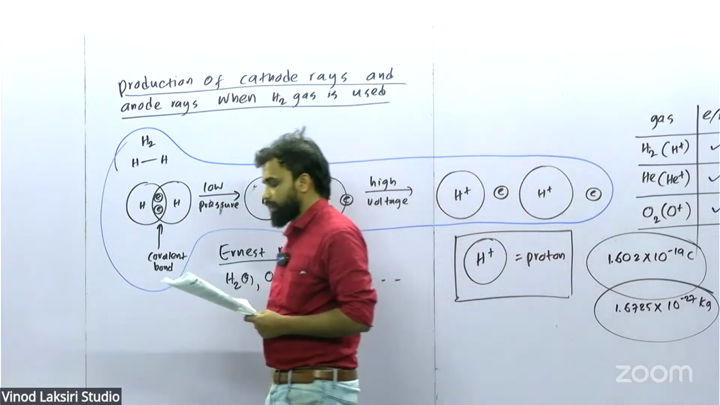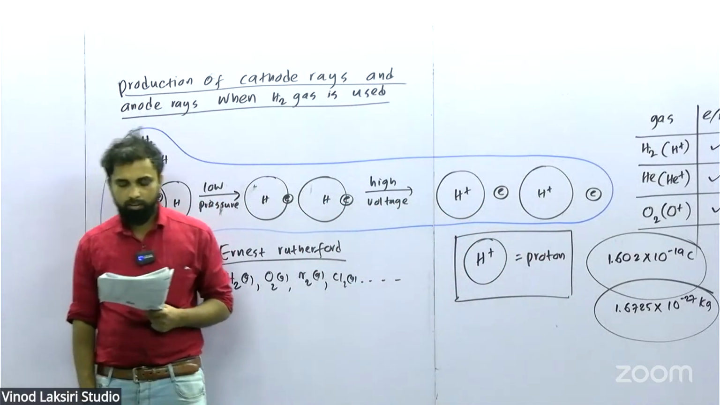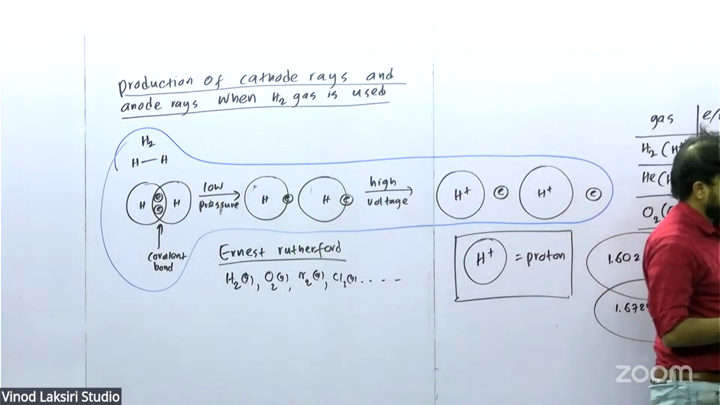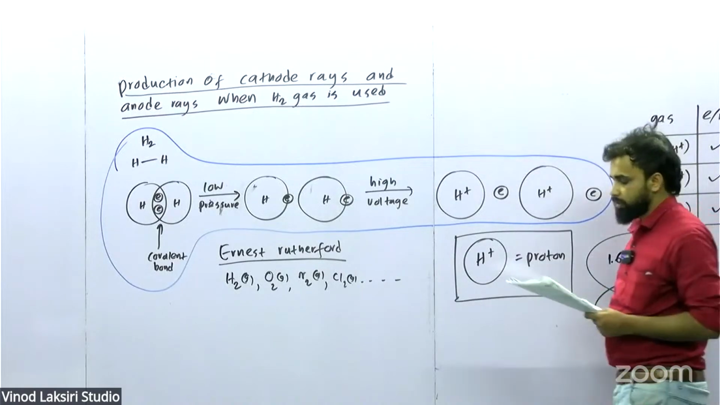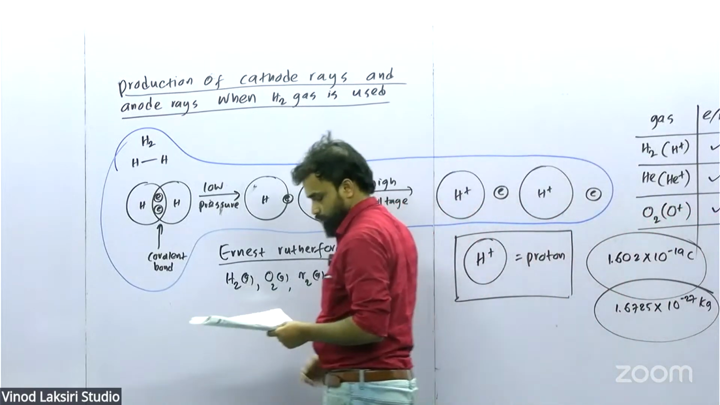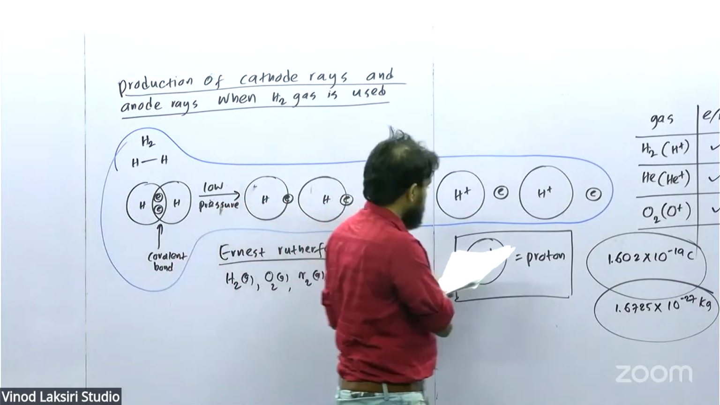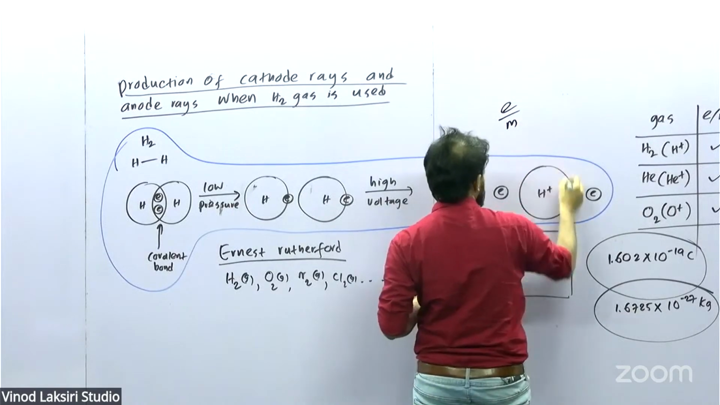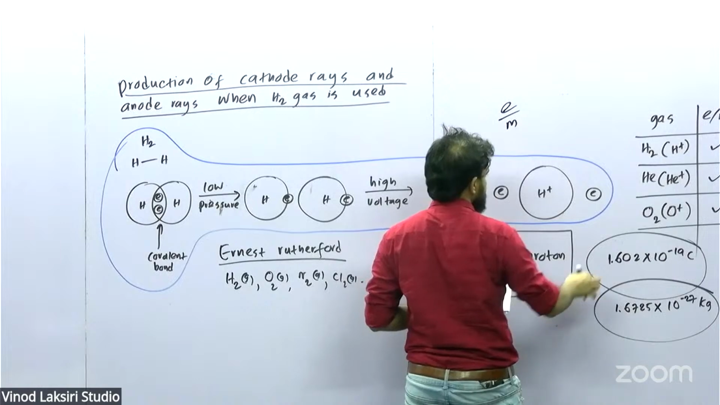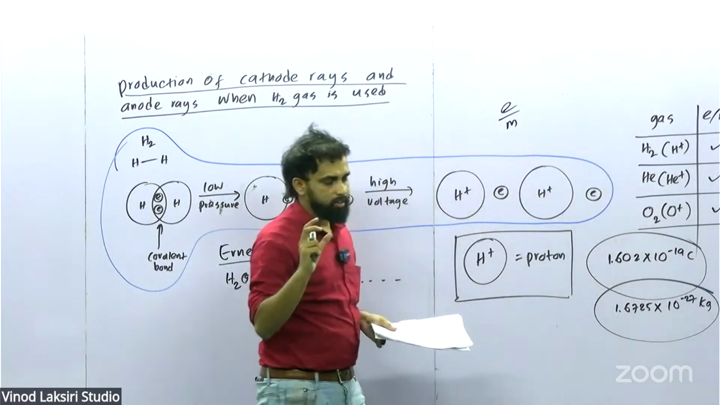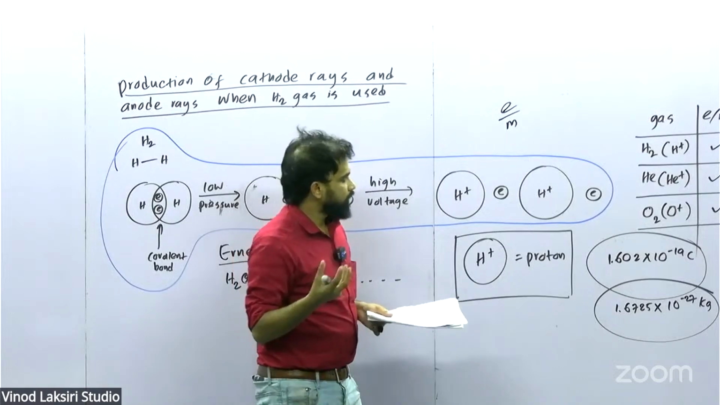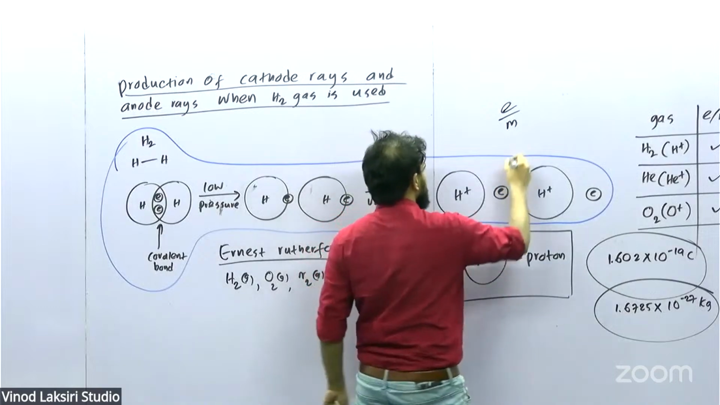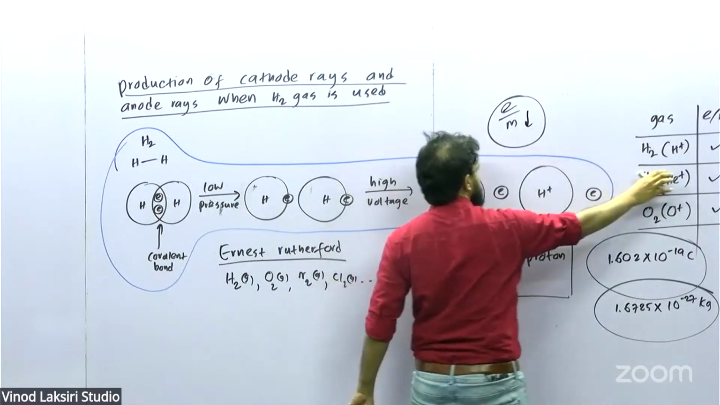The maximum E divided by M value is given when H2 gas is used, right? The reason is H2 is the lightest gas in the lab. It has a very small mass, the light mass, right? Due to the lower mass of H plus.